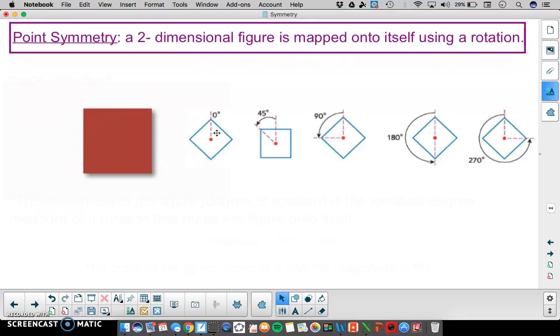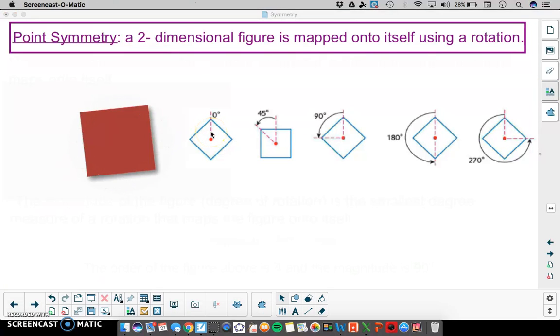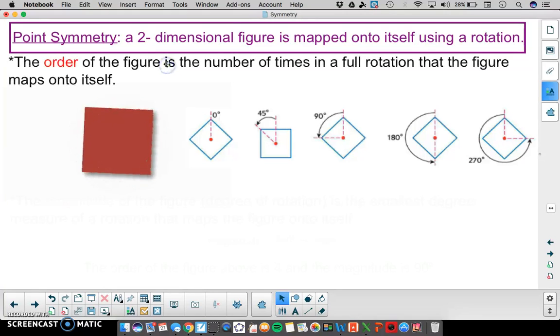Another name for point symmetry is rotational symmetry, because we're using rotations to create that symmetry. There are a couple things we need to consider as we talk about point symmetry. The first thing is called the order. The order of a figure is the number of times in a full rotation that the figure maps onto itself. So when we start from here, we have 1, 2, 3, and then 4. So the order of this square is 4.